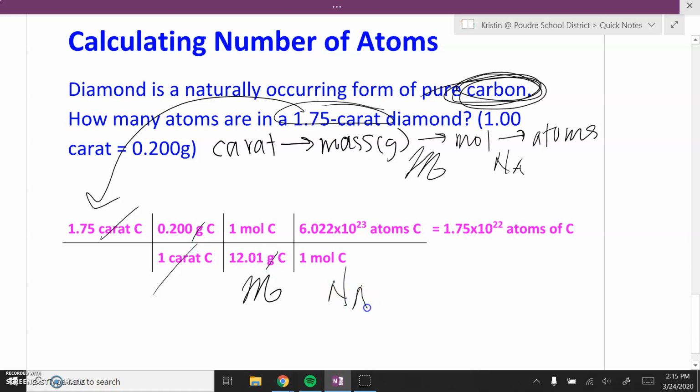Then we're busting out Avogadro's number. We want moles to cancel, so we put that on the bottom, put Avogadro's number up top. In terms of atoms, we're left with atoms. That's what it's asking us about. Multiply the top, divide by the bottom. 1.75 times 10 to the 22 atoms of carbon. So there's a lot of atoms of carbon in one little diamond. And that makes sense. Makes sense that there would be a lot.